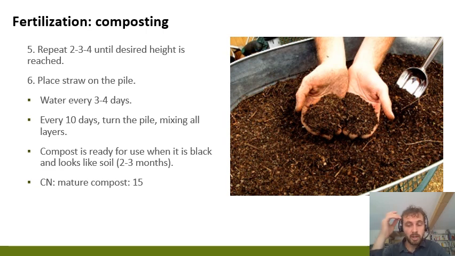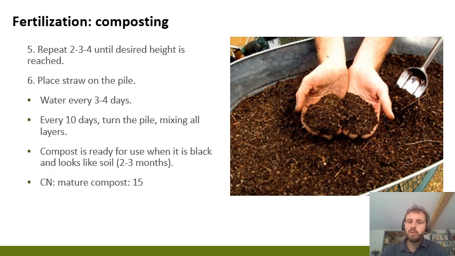You should water, then you compost regularly, and every 10 days you should turn the pile, and then it can be ready when it is black and looks like so. It can take 1 to 3 months, and you usually get a C:N ratio at the end of 15. But this is an average, and it really depends on what you bring. If you bring a lot of straw, you will get a higher C:N ratio. If you bring a lot of kitchen waste, you will get a low C:N ratio, of course.